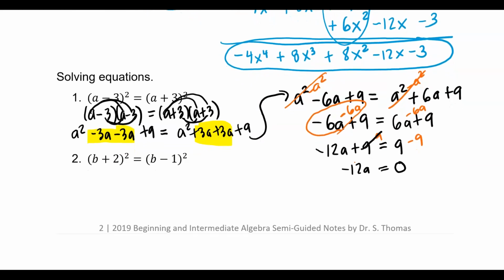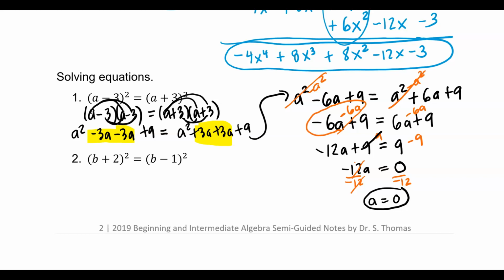Now we have a negative 12a. How do we get a by itself and detach that negative 12? Well, we need to divide by negative 12 on both sides. Since negative 12 is being multiplied by a, to get rid of the negative 12, we perform the inverse of multiplication, which is division. Therefore, we get a equals 0 as our solution for that particular problem.